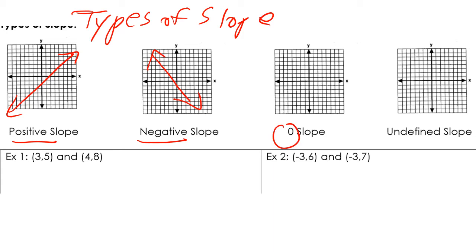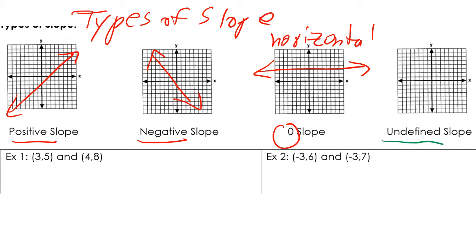A zero slope means a line is horizontal. It goes straight across. It has no slope. Oh, that's not quite right. It doesn't have no slope. It has a zero slope. Can you imagine skiing on a slope that has no slope, has a zero slope? Wouldn't be much fun, would it?